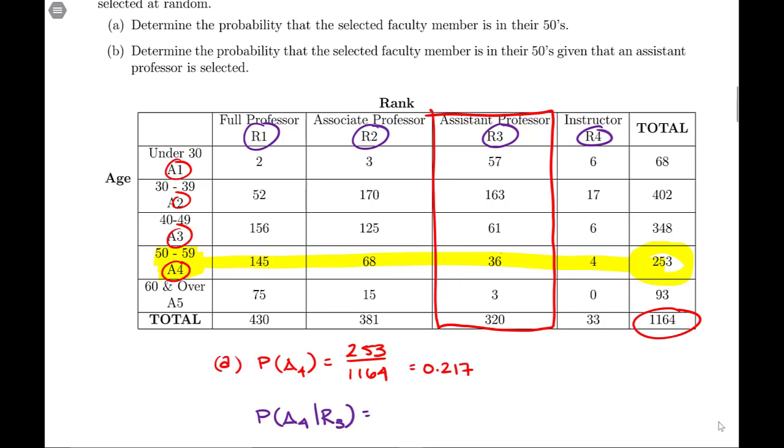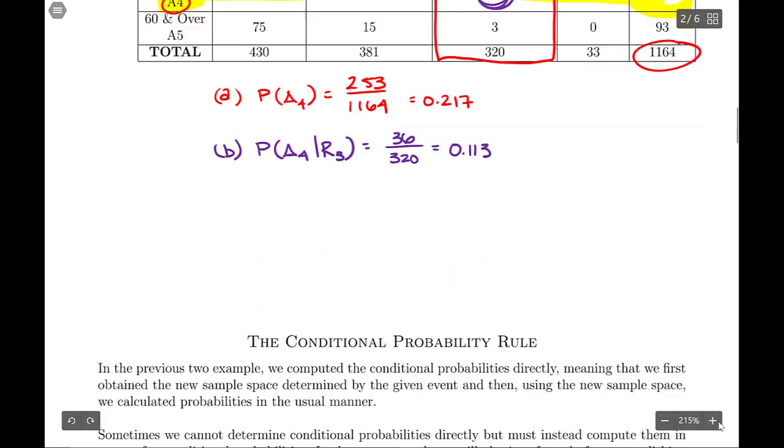So there are 320 assistant professors, and of those 320 assistant professors, only 36 are in their 50s. So our probability in this case is 36 out of 320, which is 0.113 or 11.3% of the assistant professors are in their 50s. So that's how the conditional probability works. We have to take into consideration certain aspects of the dynamics that we're looking at, and then we can simplify it and come up with these probabilities.